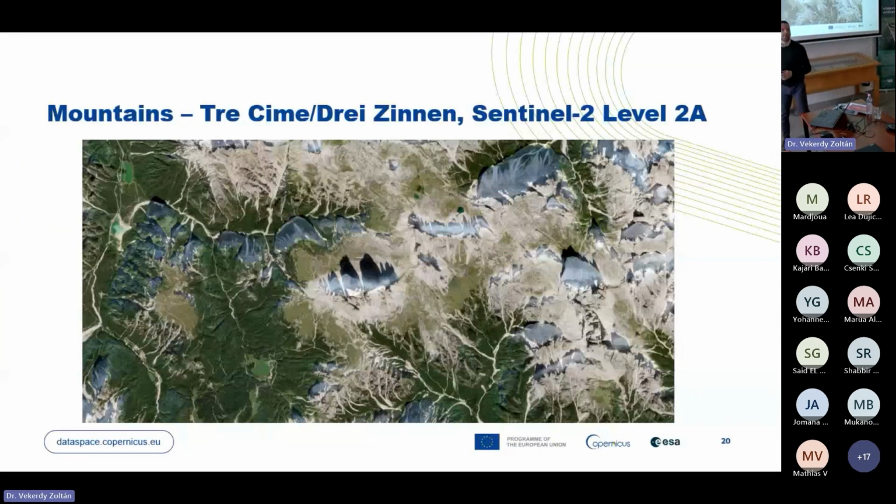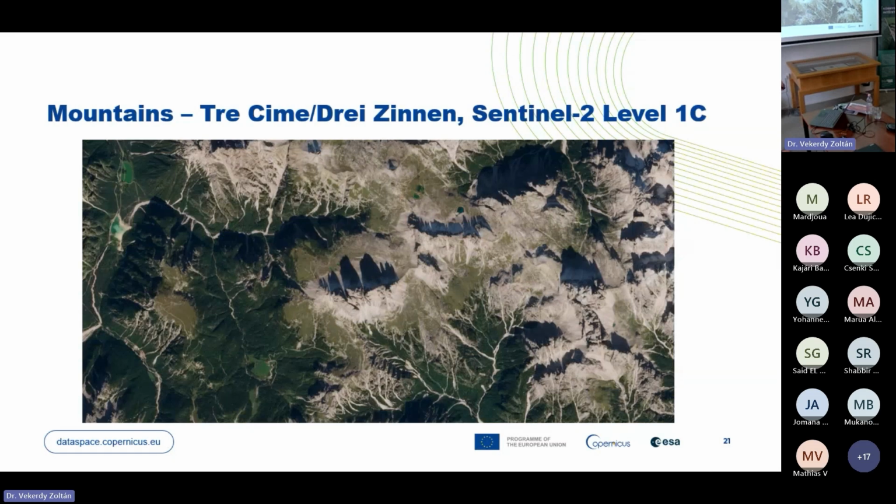But still use it from level 2. Yes, of course, possible. So this robustness works with the level 1 images, but they are not comparable then to each other. That's right. Okay, so this is the same thing with level 1C data.